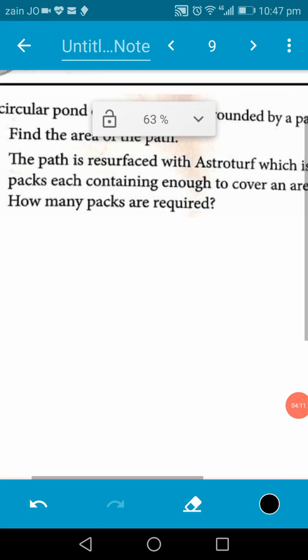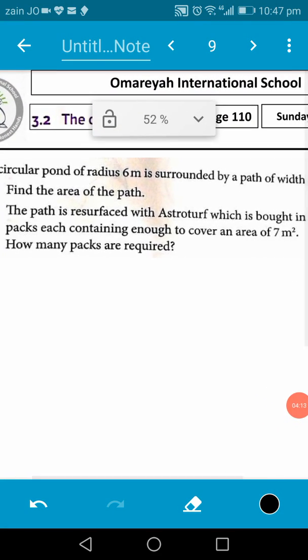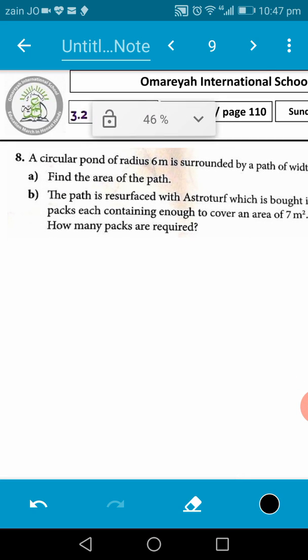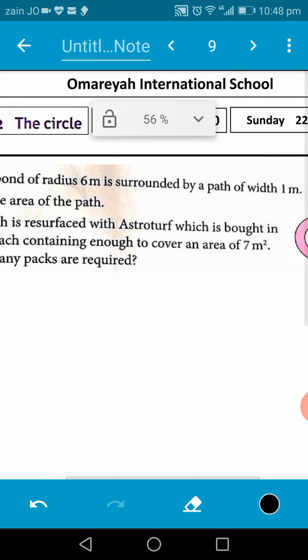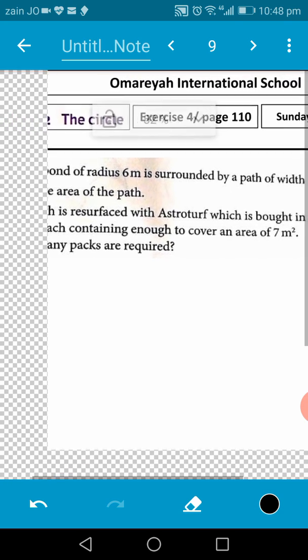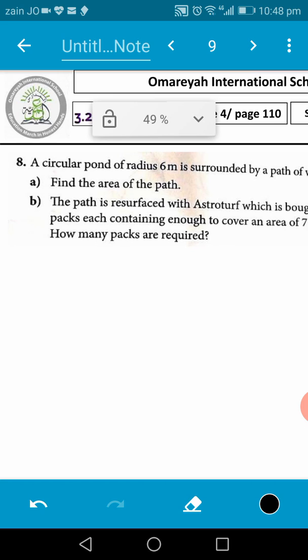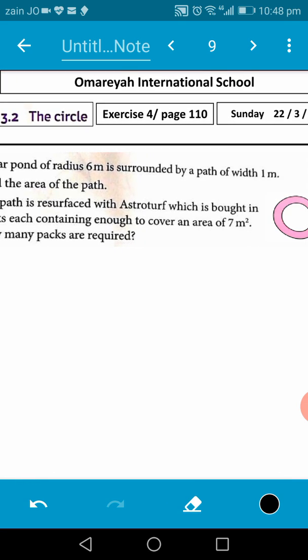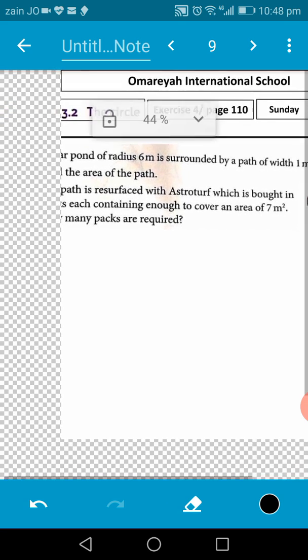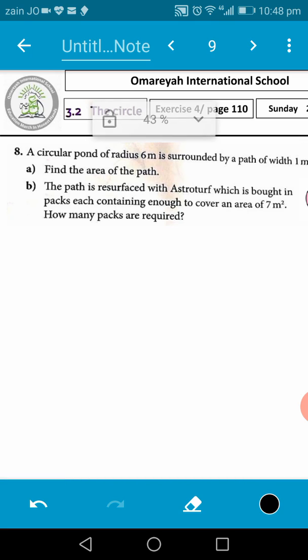Okay, now to part B. In this part B, the path is resurfaced with AstroTurf, which is bought in packs, each containing enough to cover an area of 7 meters squared. The question is, how many packs are required?